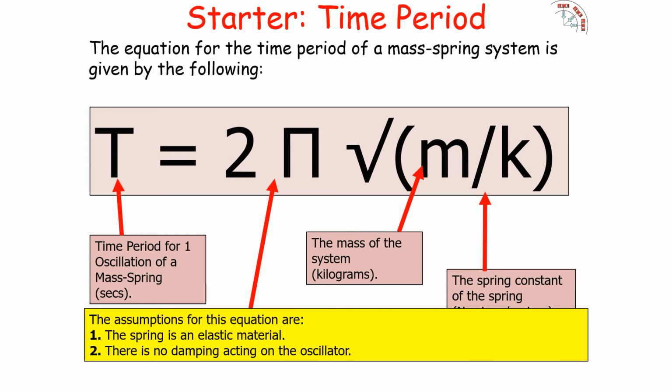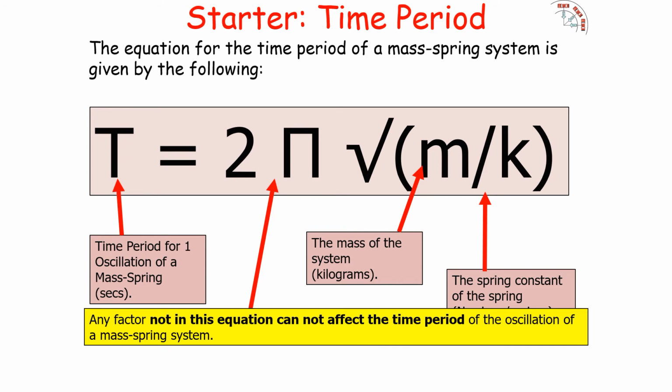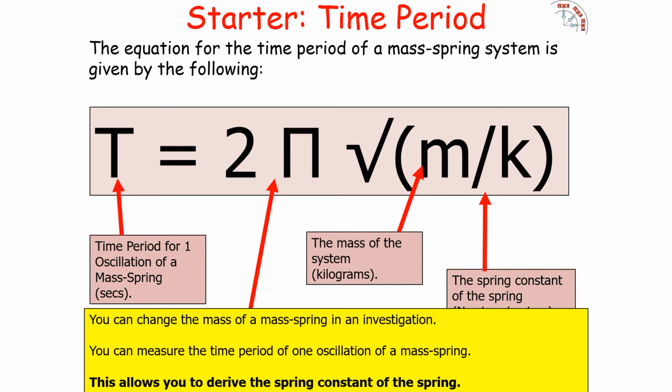Now the assumptions for the equation are that the spring is an elastic material and there is no damping acting on the oscillator. Any factor not in this equation cannot affect the time period of the oscillation of the mass spring system. You can change the mass of the mass spring system, then measure the time period of one oscillation and use this to derive the spring constant of the spring.